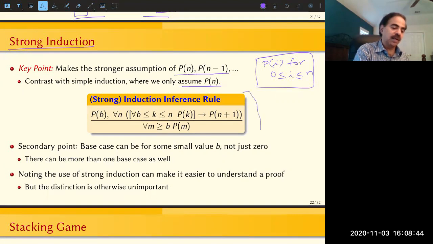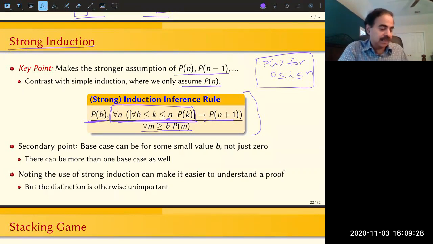And when we write down the inference rule, what it says is that P holds for the base case B, and that it holds for all values less than or equal to n. And if, by assuming that P holds for all values less than or equal to n, you can prove that P of n plus 1 is true, then once again you can conclude that P holds for all values of n, for all natural numbers.